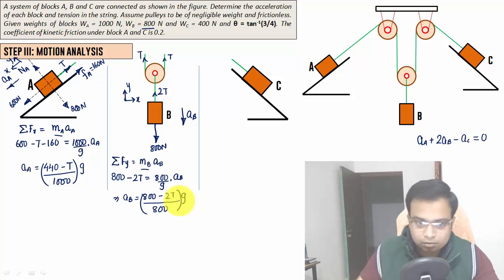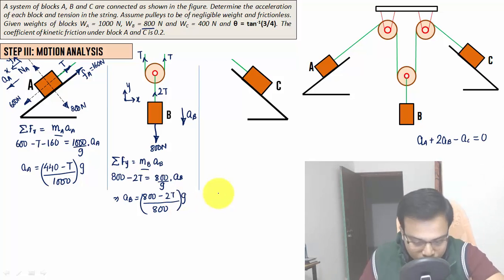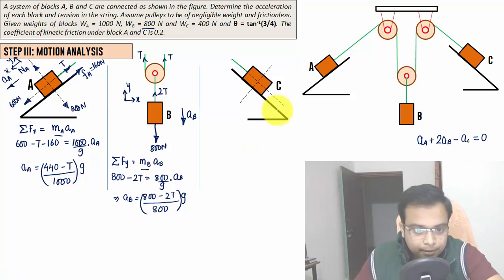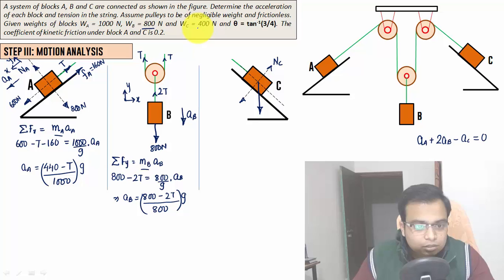Okay, let's work out the forces acting on this block C, right? First of all, we have this as the normal at C, and it's going to have a component here and here. But first of all, weight acting in the downward direction. How much is the weight? See, it's 400 newtons.